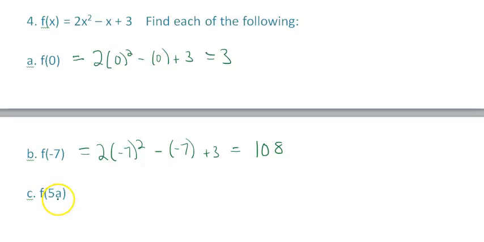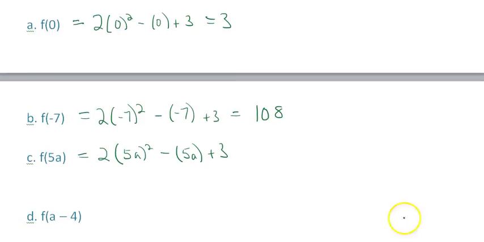Now, you're also going to get some weird looking things. This one has a variable with it. We have 5a that we're plugging in. You still do it like you did the 0 and the negative 7 though. You want to take the x's out, put 5a in. So I have something that looks kind of like this. And what ends up happening is you end up combining like terms. You're going to have to do a little bit of work, and then you're going to combine like terms.